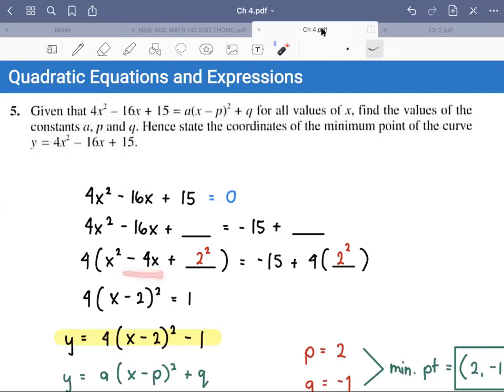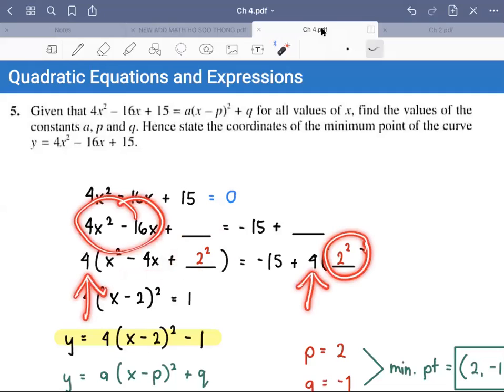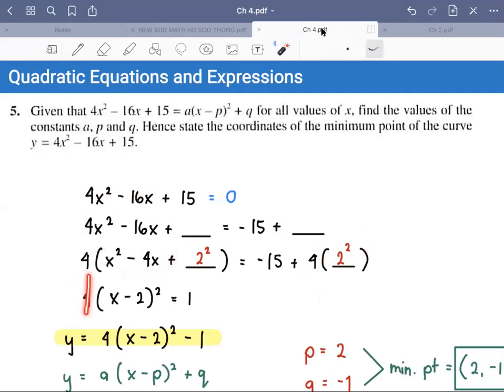All right, and then plus, okay, the missing number here, plus, all right, this time it's times 4. So the missing number here on the right side is now multiplied by 4 because you factored out 4 from this equation. So please don't forget this one, okay? This one. All right, so how did I get 2 squared as my missing number?